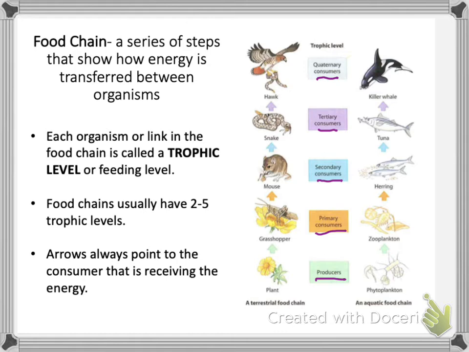Now, it's important to remember that when you're looking at a food chain, the arrow always points to the consumer that is receiving the energy. So energy from the plant is being passed to the grasshopper. Energy from the grasshopper is being passed to the mouse as it eats it, and so on and so forth.